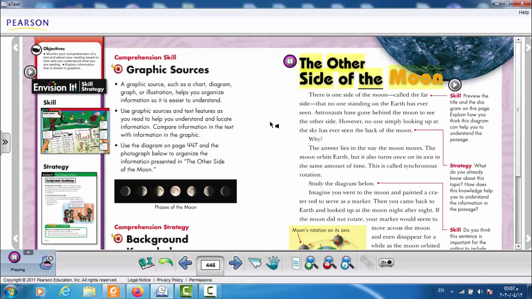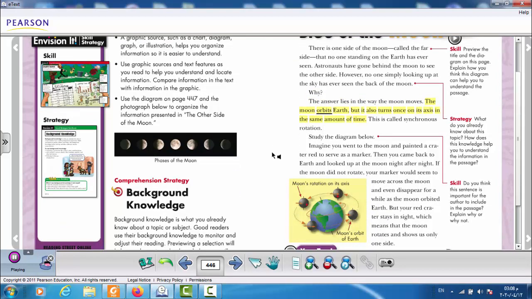The other side of the moon. There is one side of the moon, called the far side, that no one standing on the Earth has ever seen. Astronauts have gone behind the moon to see the other side. However, no one simply looking up at the sky has ever seen the back of the moon. Why? The answer lies in the way the moon moves. The moon orbits Earth, but it also turns once on its axis in the same amount of time. This is called synchronous rotation.